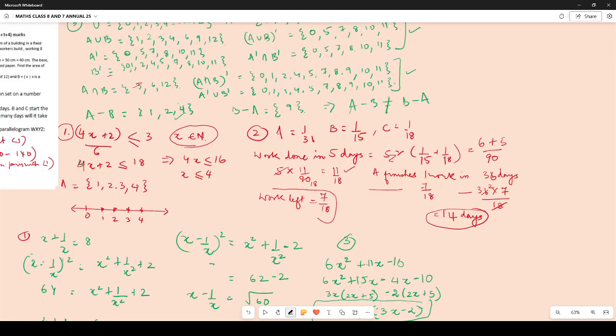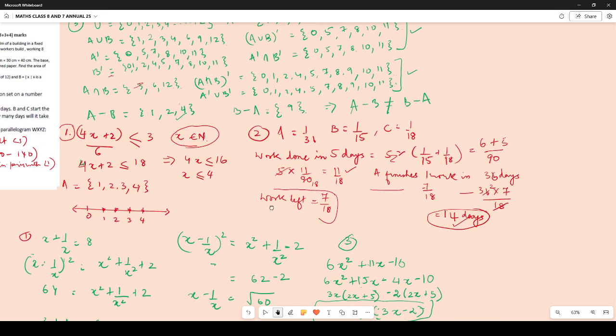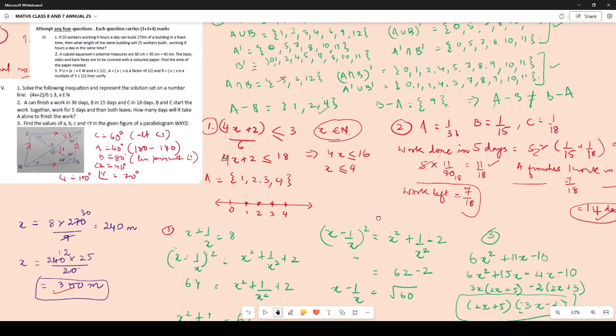Okay, so A finishes one work in 36 days. Remember, A's work rate is 1 by 36. So A will finish 7 by 18 work in 36 into 7 by 18 days, which makes it 14 days. So यहाँ पे आंसर आएगा 14.